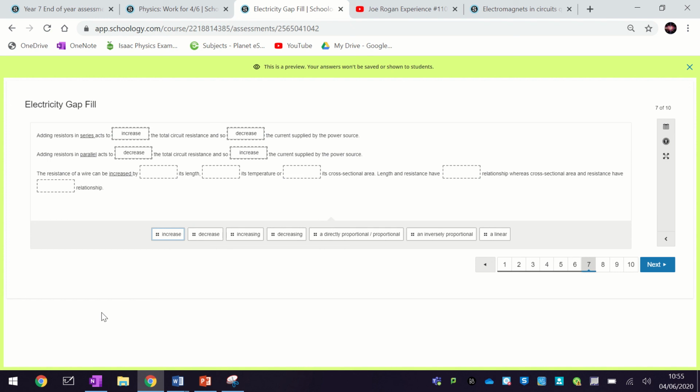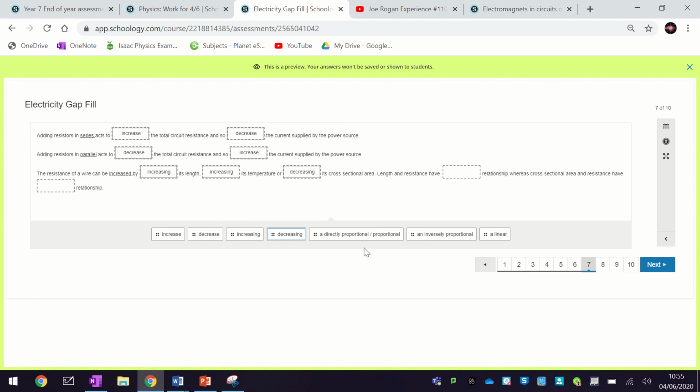So how do we actually increase the resistance of something? So the resistance of a wire can be increased by increasing its length. Again, a few people put increase in here, but that doesn't make grammatical sense. By increasing its length, increasing its temperature, or by decreasing its cross-sectional area. These three things would all make resistance bigger.